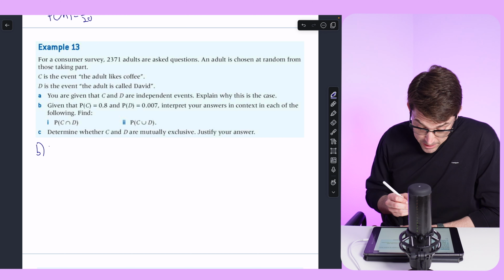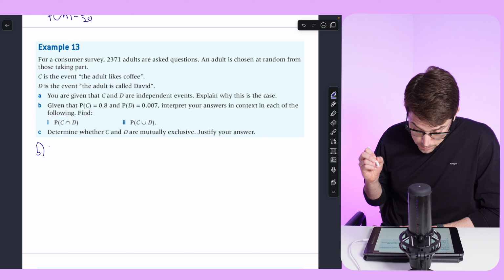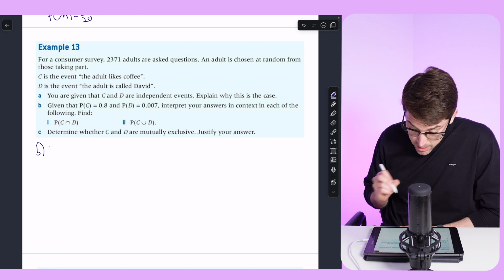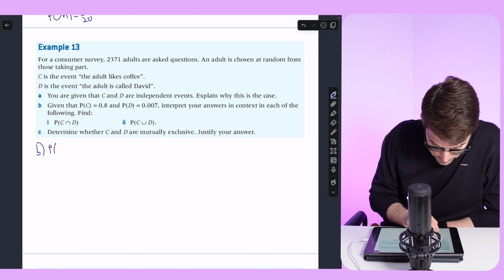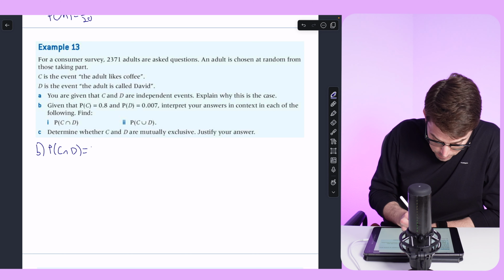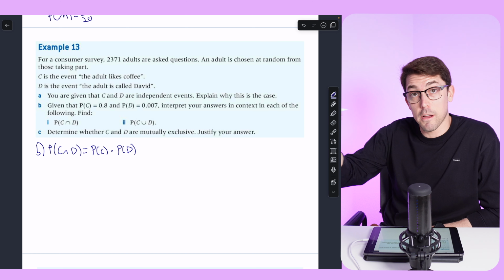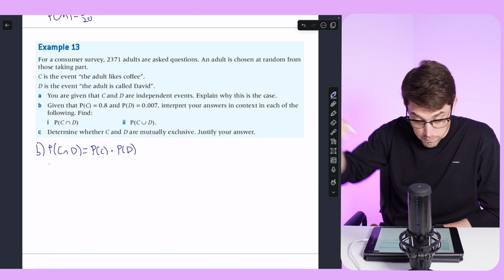But now, let's say that I'm actually given some probability numbers here. So let's say the probability of C is 0.8 and the probability of D is 0.007. Now let's interpret your answers in context in each of the following. So let's find the intersection of these two. Remember that if these are independent events, then the probability of C intersect D is equal to the probability of C times the probability of D. We were given that formula or definition from above. So the probability of the intersection is going to be 0.8 times 0.007.